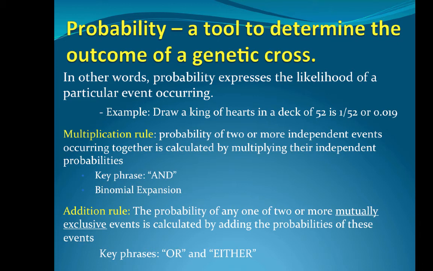The second rule is the addition rule, and this assesses the probability of any two or more mutually exclusive events, so an event that can occur exclusive of a second event. This is calculated by adding the probabilities of the two events together. The key words you look for in these problems are or and either.